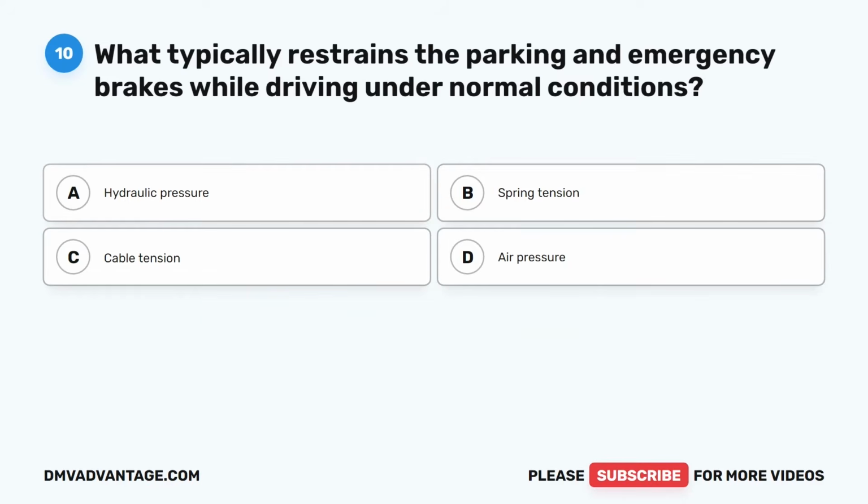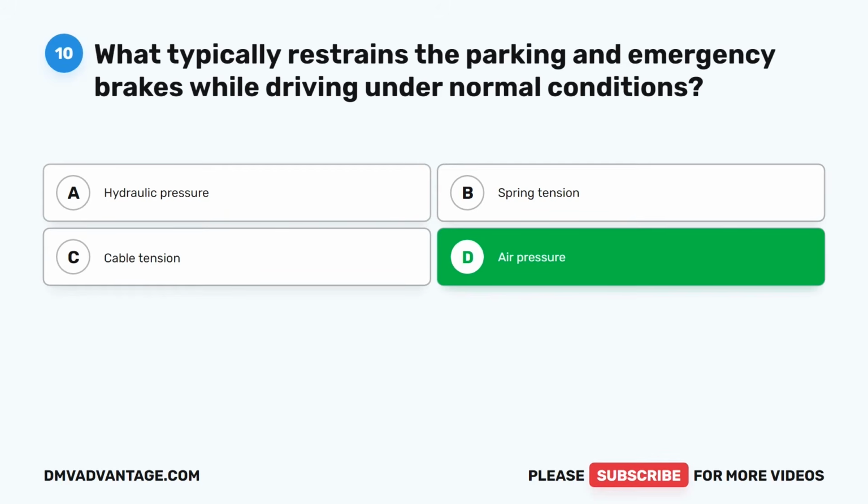Question 10. What typically restrains the parking and emergency brakes while driving under normal conditions? A. Hydraulic pressure. B. Spring tension. C. Cable tension. D. Air pressure. The correct answer is D.